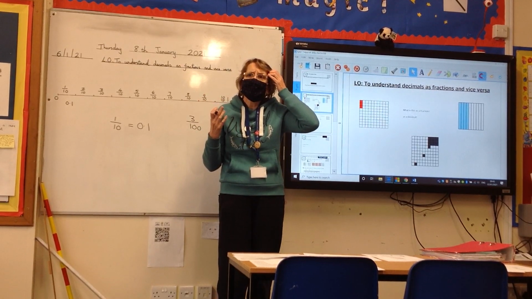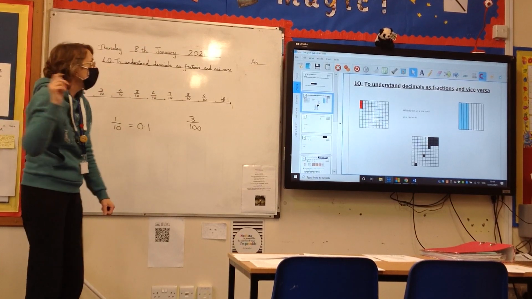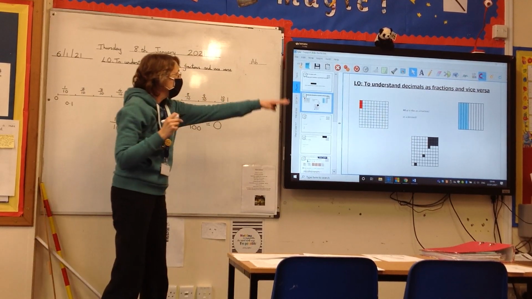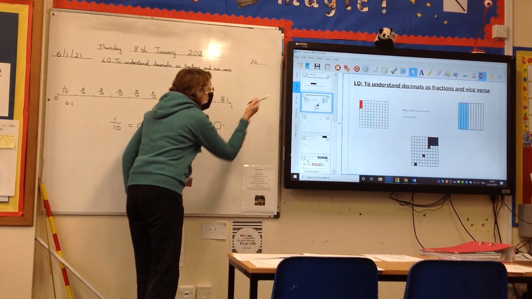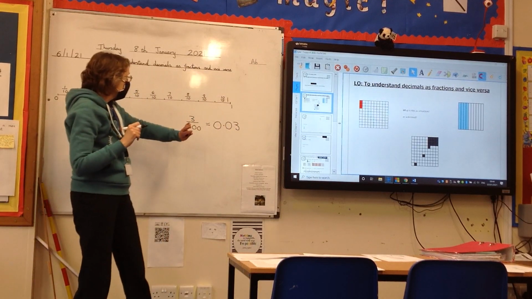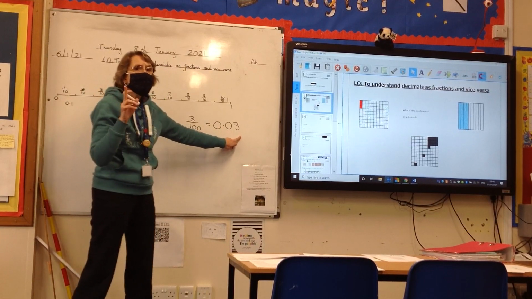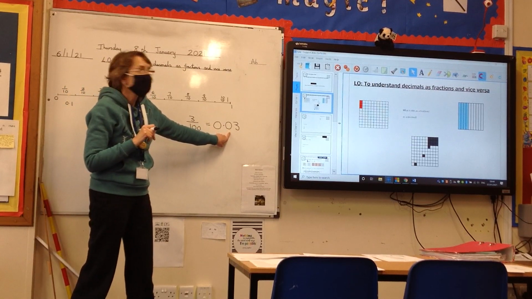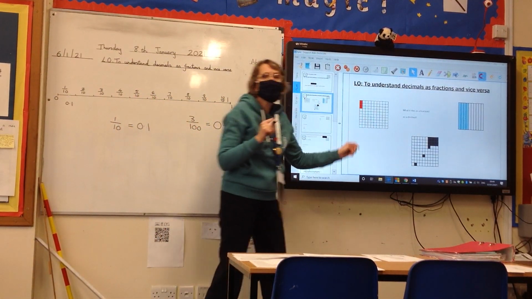What decimal would that be? Good, well done. So that is equivalent, no whole ones, because we haven't got a whole square coloured in. There are no tenths, but there are 3 hundredths. So the decimal equivalent is 0.03. Just be careful with that one. Don't be confused and put 3 in the tenths column, because we haven't got any blocks of 10 coloured in. We've only got 3 out of 100.